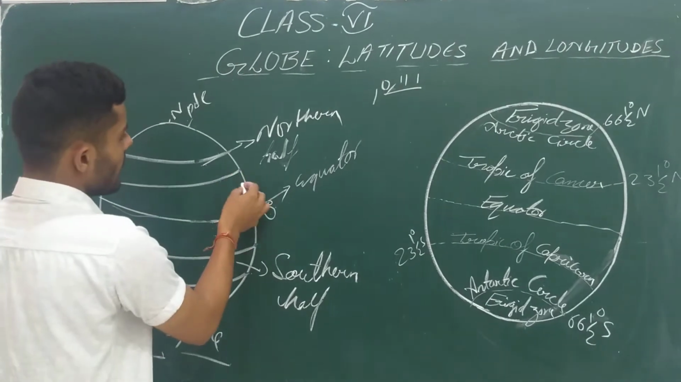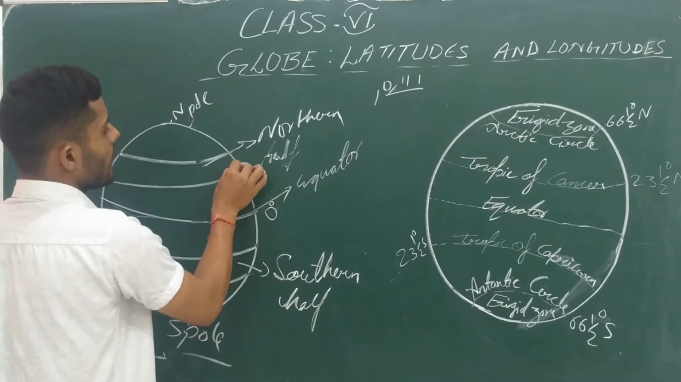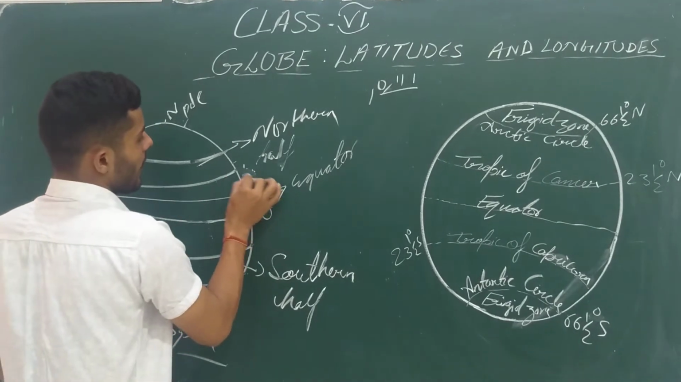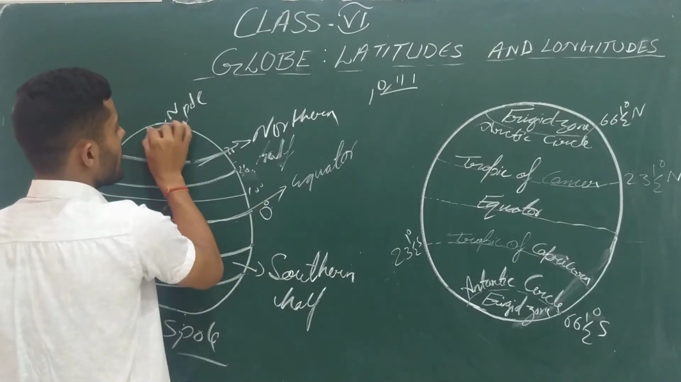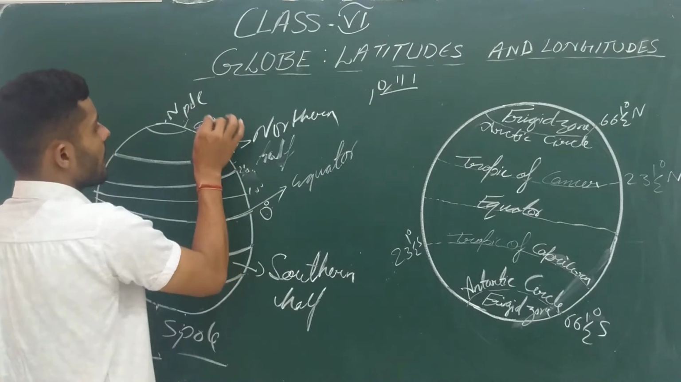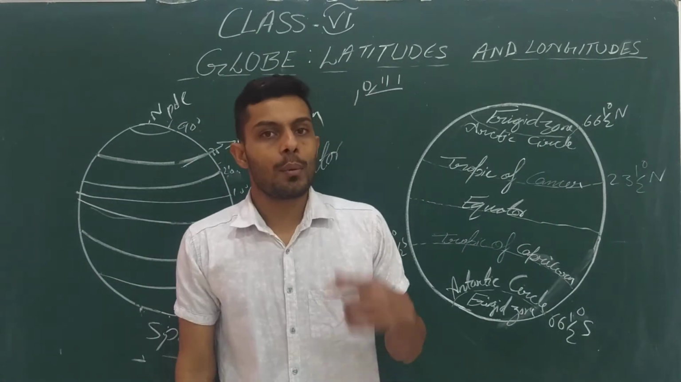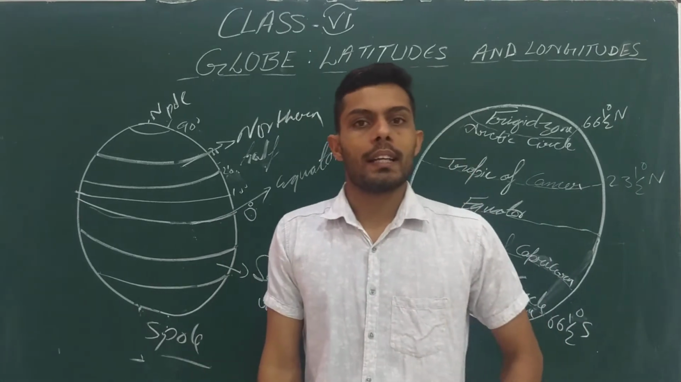Look, this is 0 degree. Suppose this will be 10 degree, 20 degree, 30 degree, and up to here it will become 90 degree. So these have all been measured from 1 degree to 90 degree.